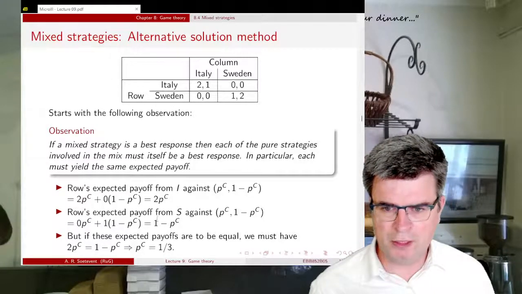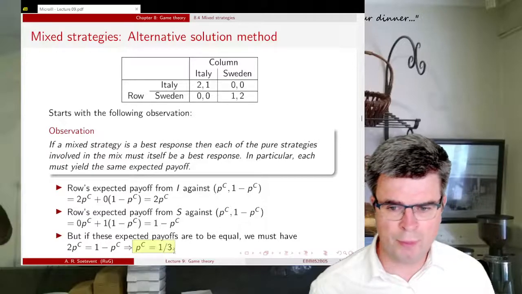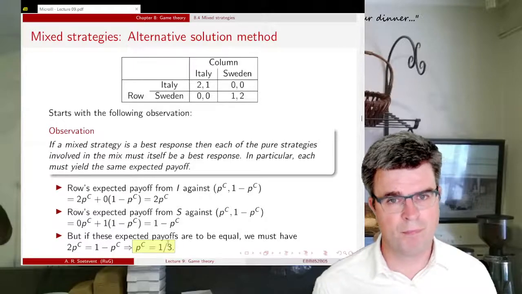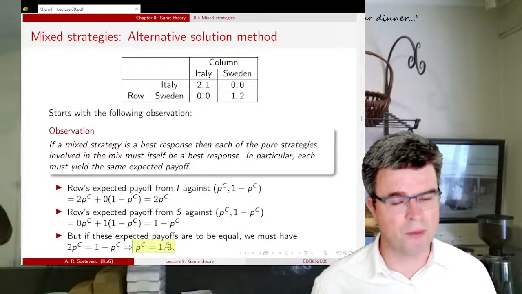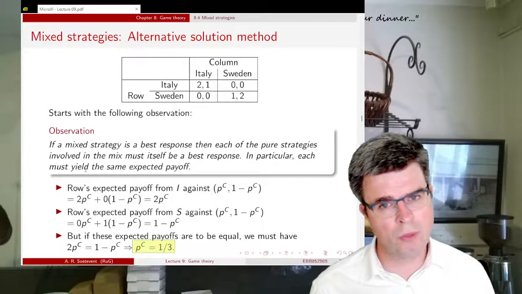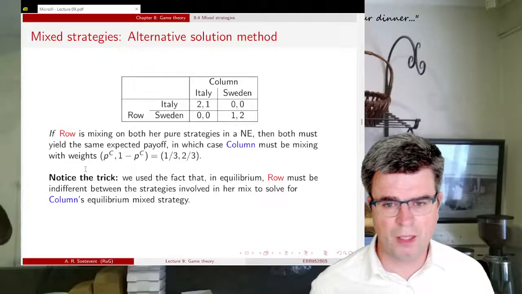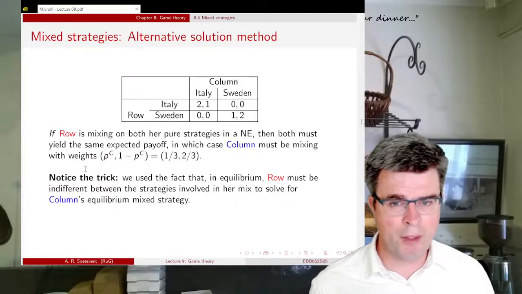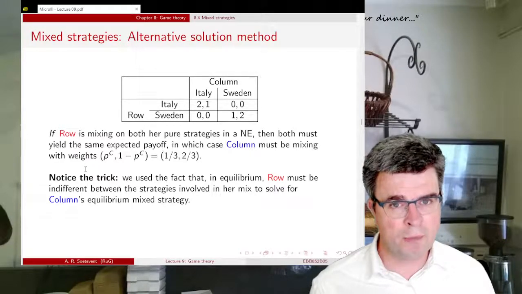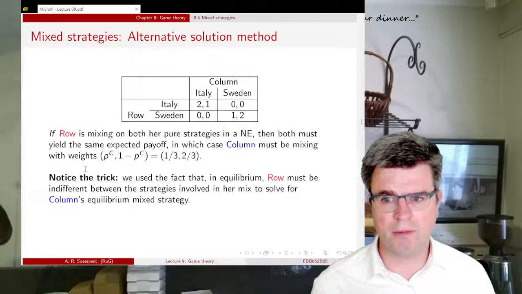So PC needs to be equal to 1 minus PC. Solving, we get that PC is equal to 1/3. And this is no surprise because it's exactly the same value that we found when using the more complicated method. And in the same way, we can also find the equilibrium value with which the row player mixes in the mixed strategy equilibrium.